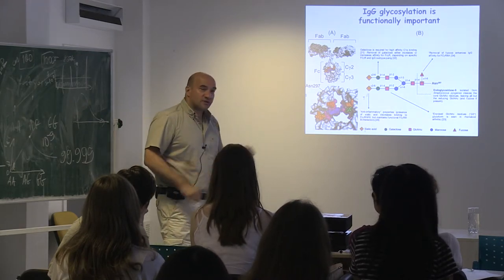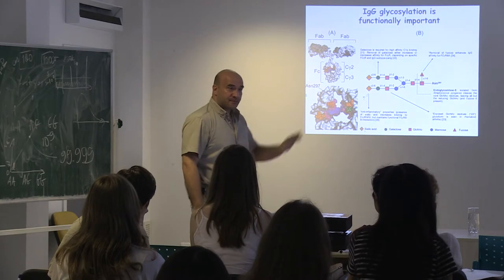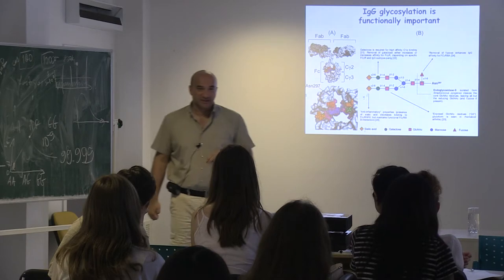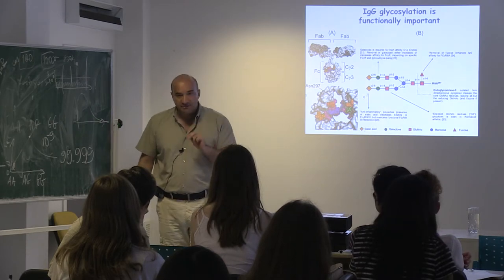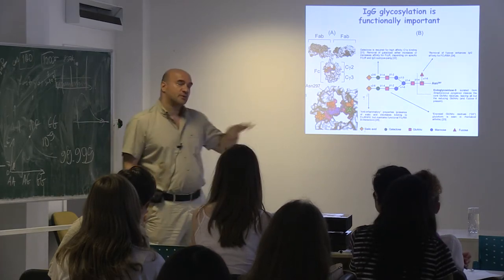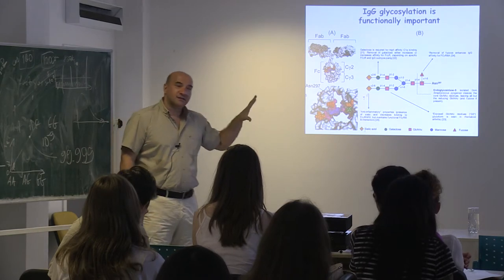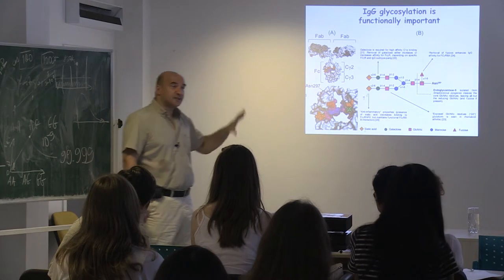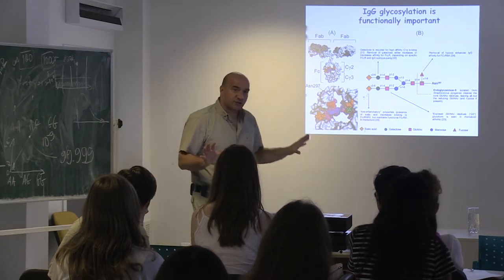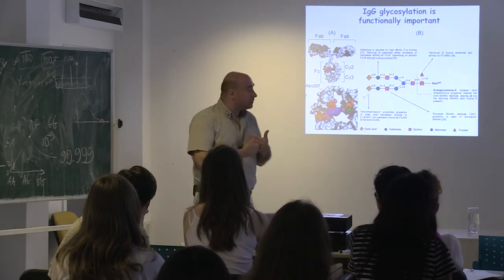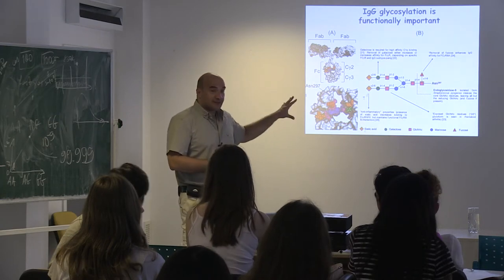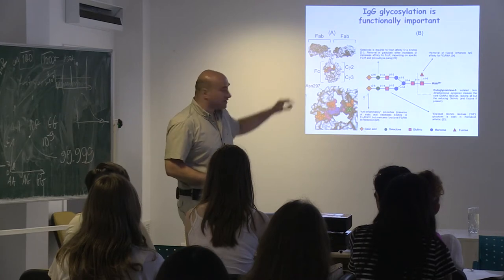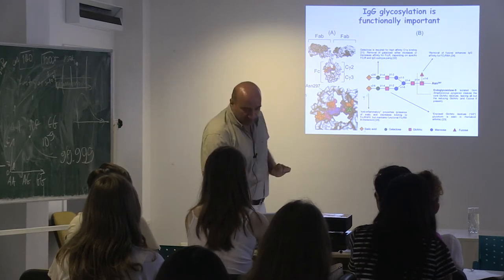And the core fucose is acting as a safety switch, because the majority of our antibodies should not activate ADCC. Even though they are specific, with some residual binding constants, they will bind to everything in our body. So everything binds to anything. It just depends on the concentration. So if all antibodies would be activating ADCC, then we would have a lot of autoimmune diseases. This core fucose is a safety switch which is preventing it.